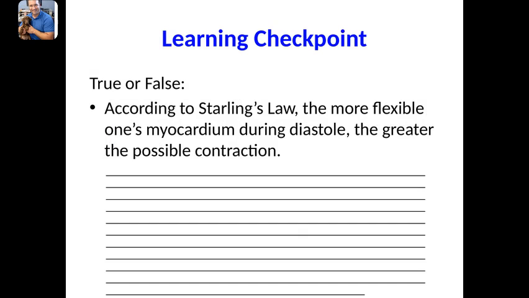According to Starling's law, the more flexible one's myocardium during diastole, or the relaxation stage of the cardiac cycle, the greater the possible contraction. Yes, and you're going to say, in order to be strong, you've got to be long. You've got to be long to be strong. So that would be true.